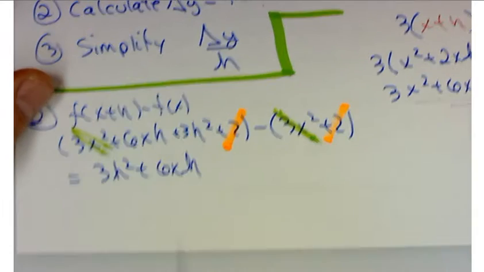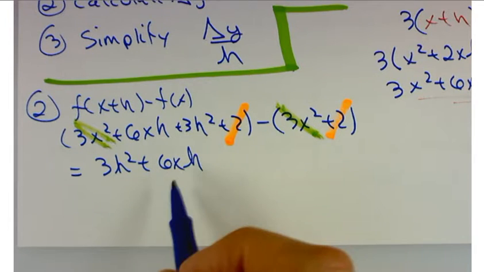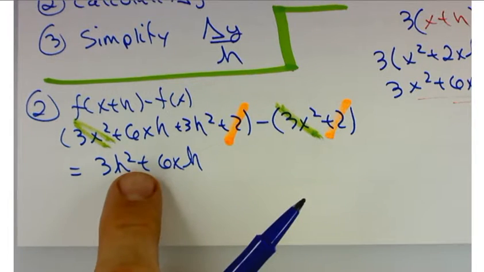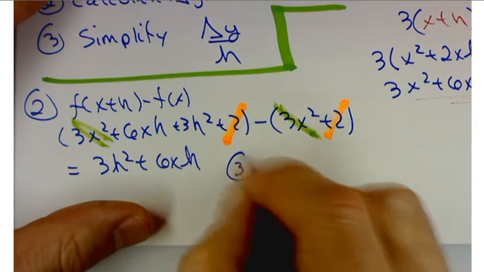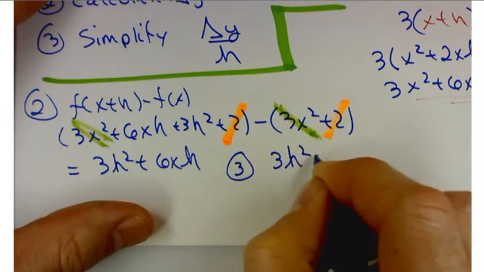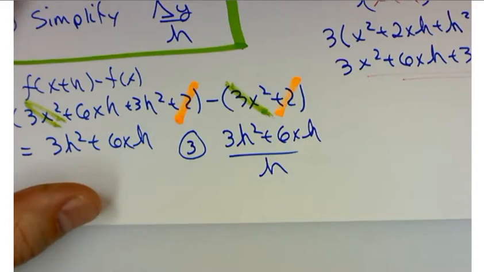And there's no rhyme or reason to writing it one order versus the other, just the way I happen to write it. But this is what I called delta y. You don't have to give it any special name. What we do need to do is take this and divide it by h, and that's our last step. So 3h squared plus 6xh divided by h.